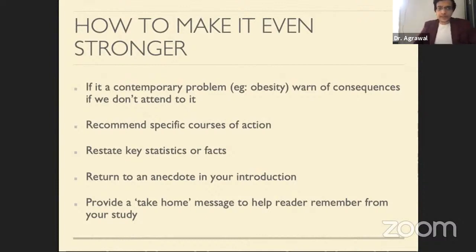And you can restate key statistics or facts. However, don't try to repeat your results. Only the key statistics or key facts that you have obtained from the results. And you can return to an anecdote in your introduction. That's not something that you need to do. However, it can make your conclusion a little stronger, and you can definitely provide a take-home message to help the reader remember your study.